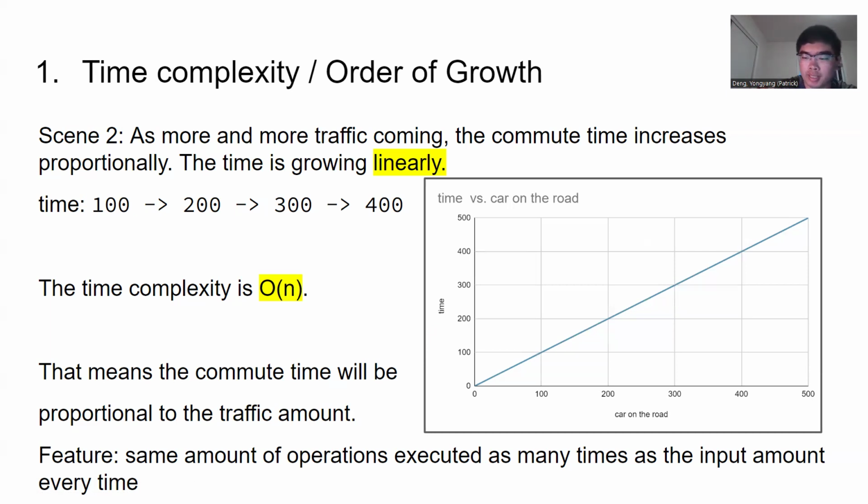That means if you input 100, it would be 100 times longer than when you input 1, because it is proportional. On the graph, it will be an inclining straight line. So this is linear.